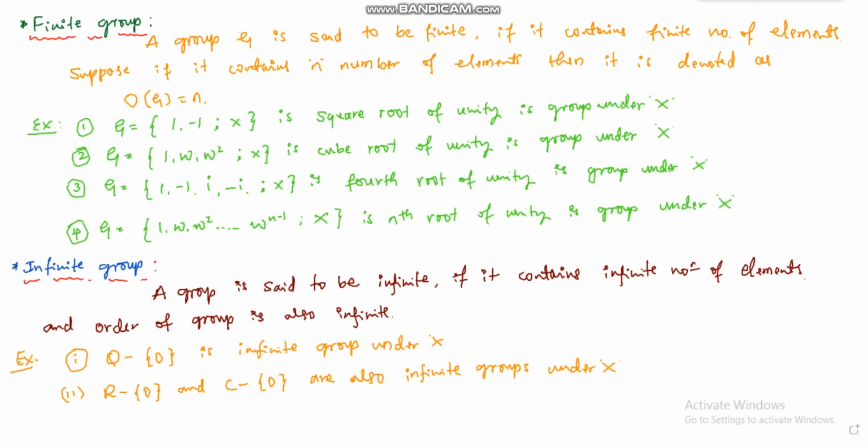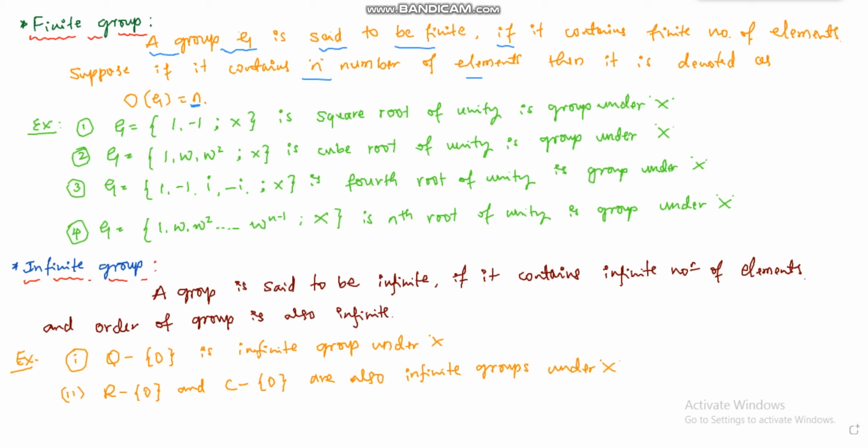Now we know about the finite groups and infinite groups. In that, the first one is the finite group. A group G is said to be finite if it contains a finite number of elements. Suppose it contains n number of elements, then it is denoted as O of G, which is the order of G, meaning the order of the group is equal to n. If a group contains two elements, the order of the group is two only.